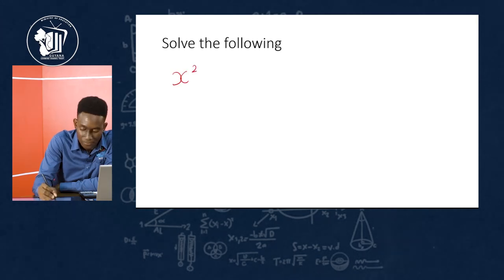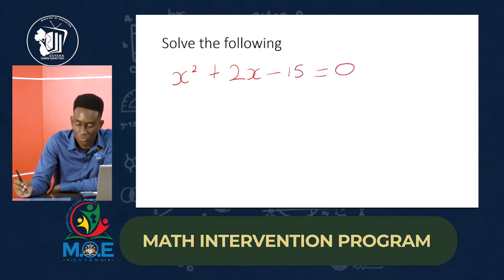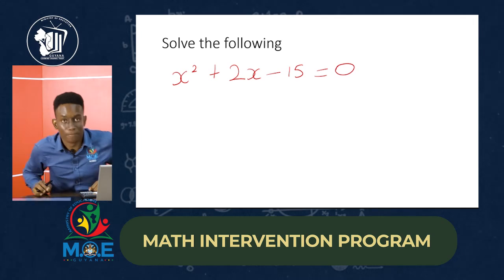x squared plus 2x minus 15 is equal to 0. Solve this equation. And with that, it has brought us to the end of this video. I trust that you now have a better understanding of how to solve quadratic equations by factorizing.